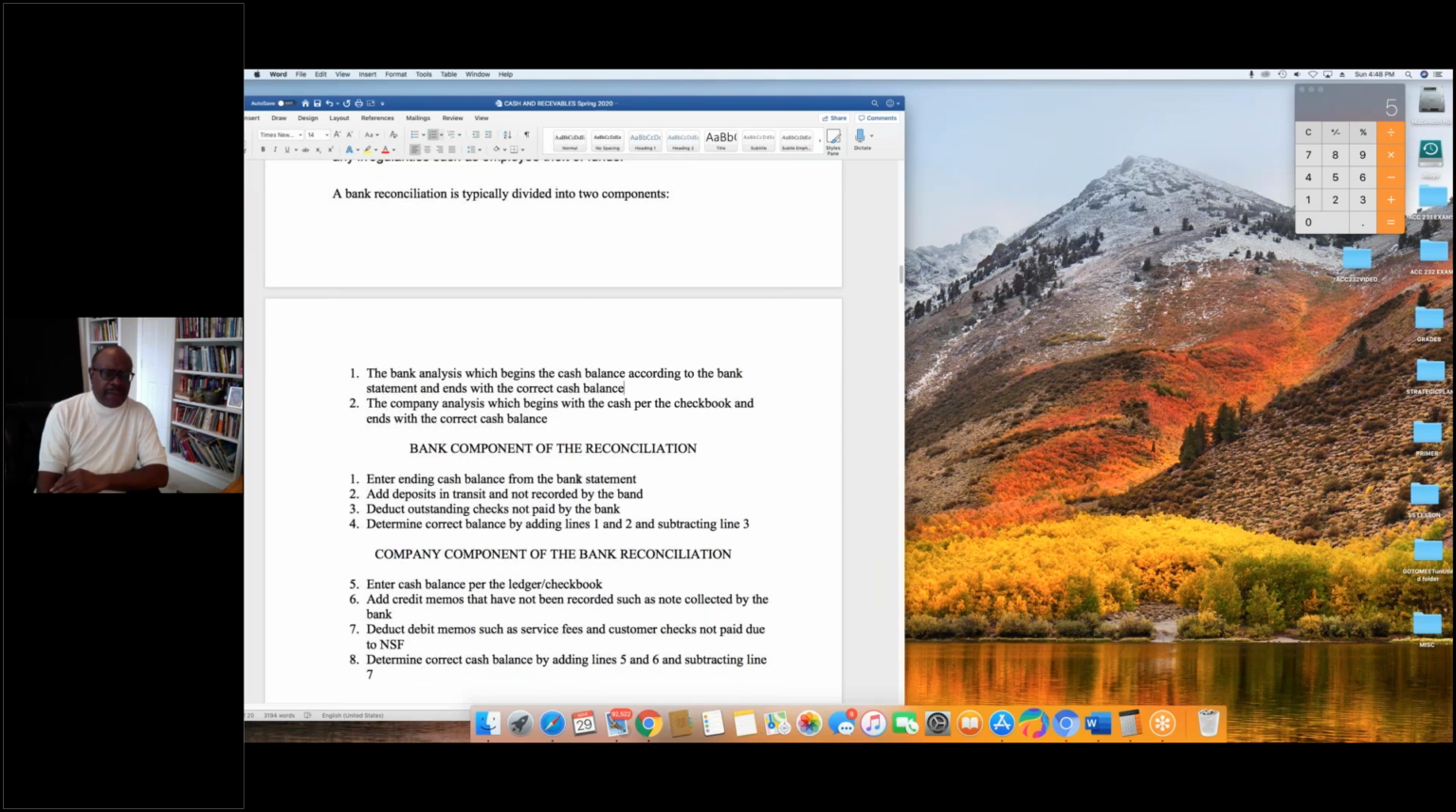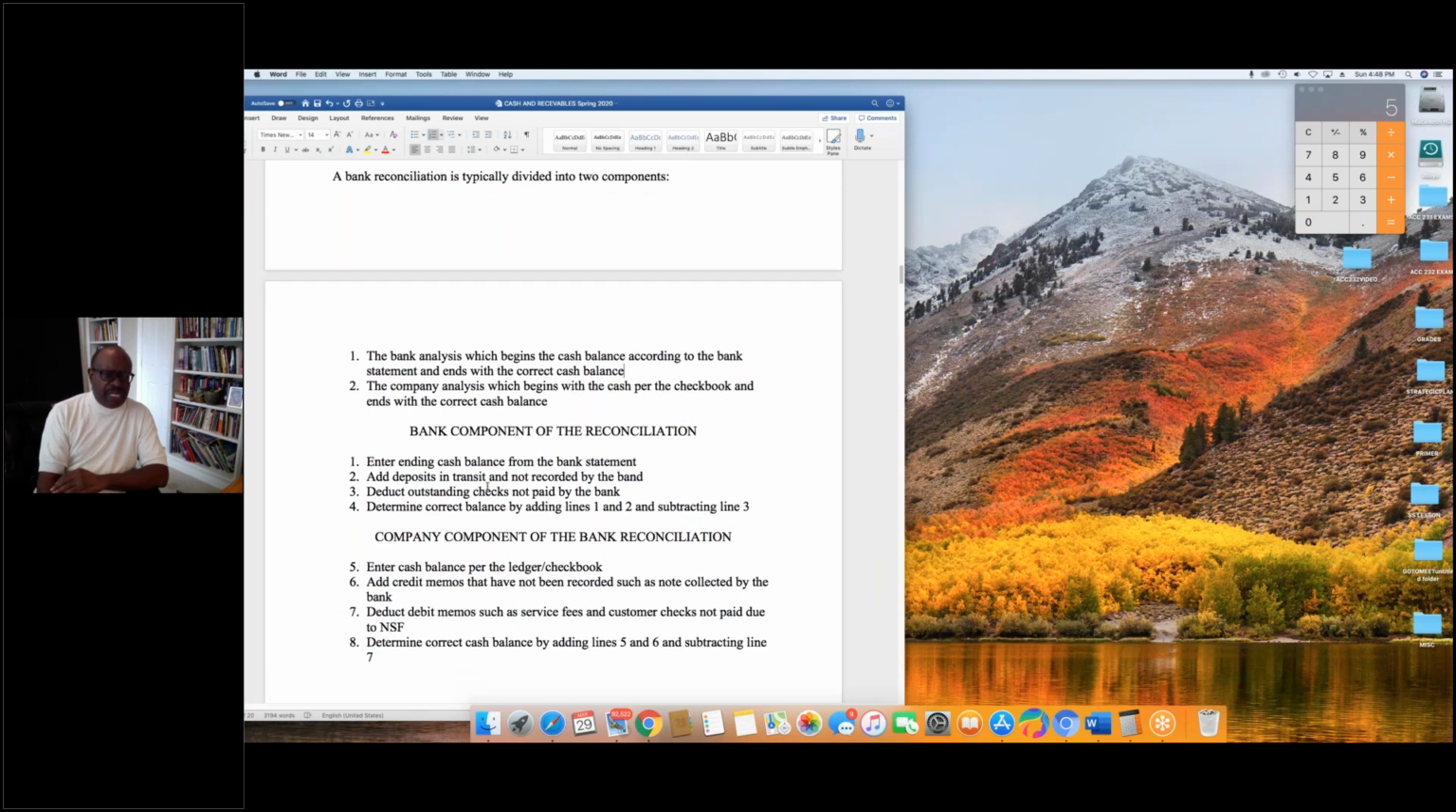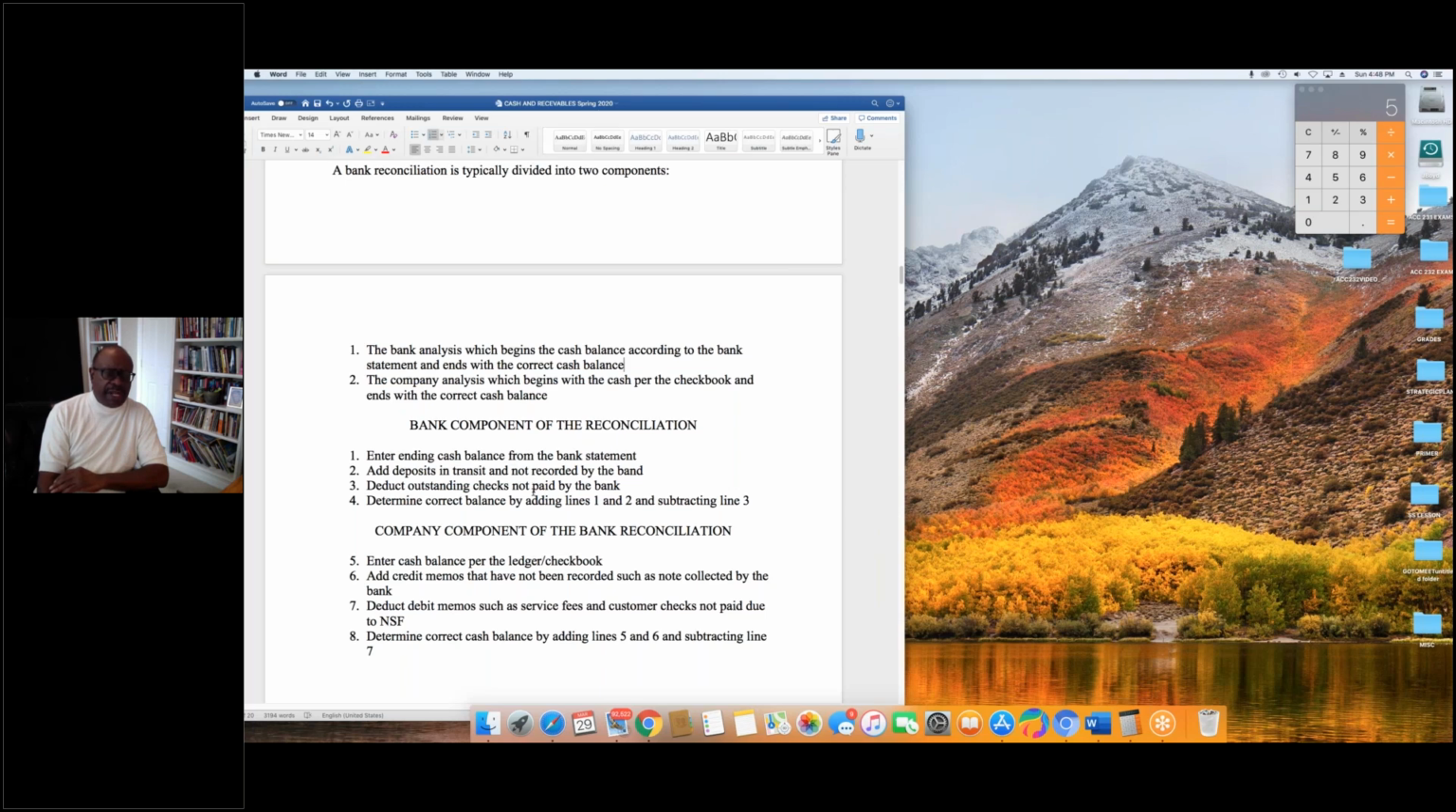For the bank statement, we look at the ending cash balance on the bank statement. And then if there are transactions that the bank doesn't have, such as deposits that we've made that they don't have, or checks that we've written that they don't have, then we determine the correct balance.